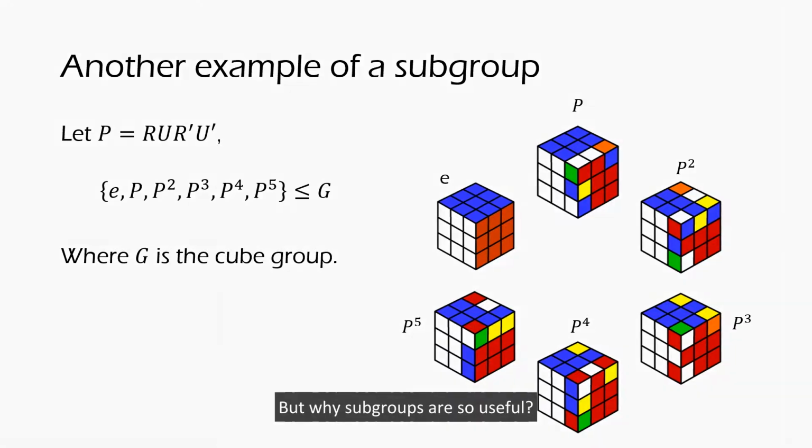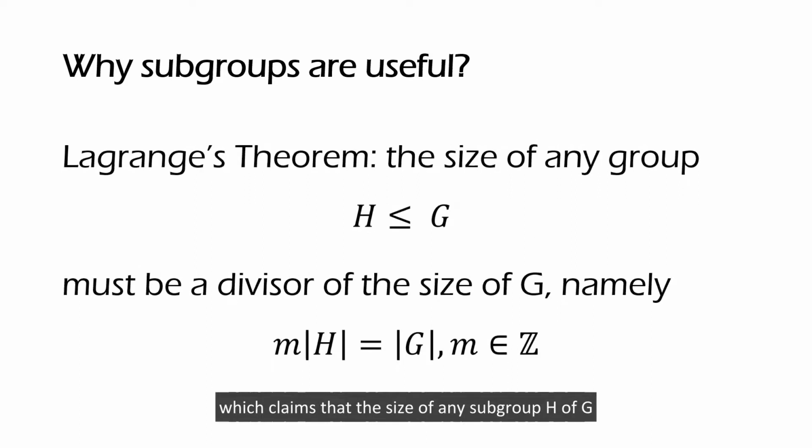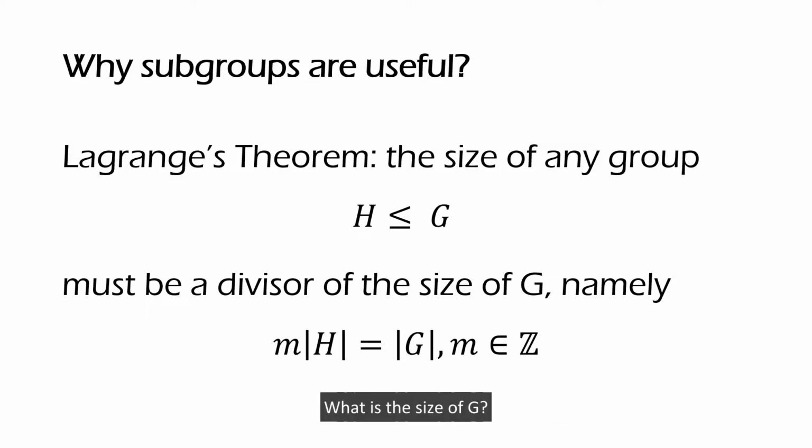But why subgroups are so useful is because the description of subgroup is a foundation to the Lagrange theorem, which claims that the size of any subgroup H of G must be a divisor of the size of G which contains H. This actually helps us calculate the number of times we must repeat a series of operations to go back to the identity, not only on the cube but also in real mathematics. But before that, we have one question left to solve. What is the size of G?